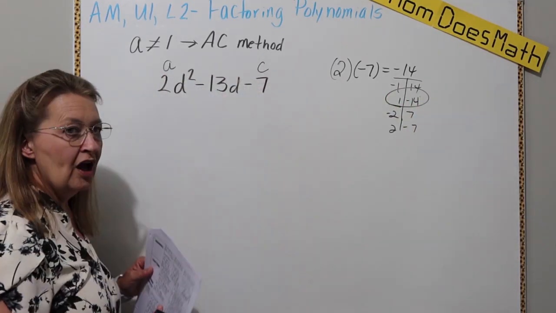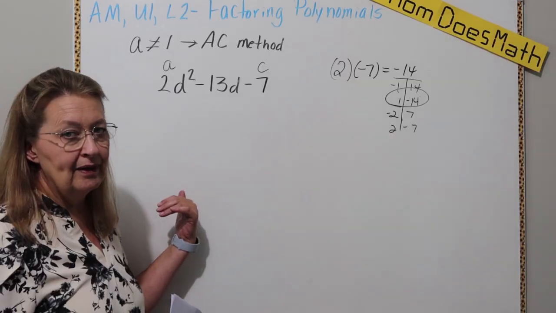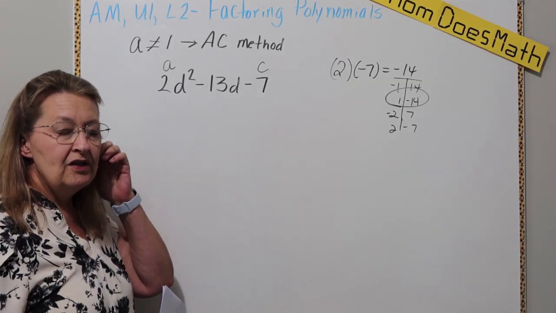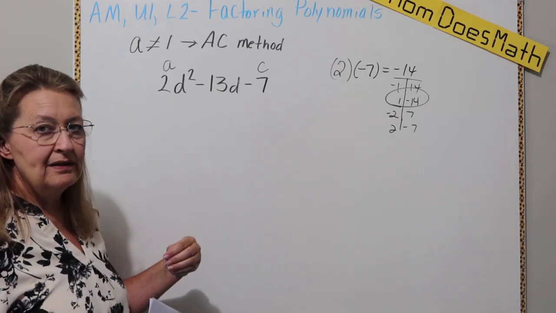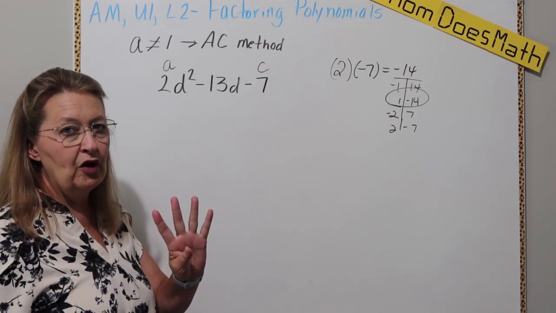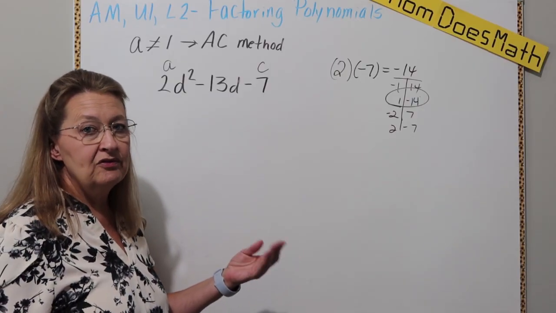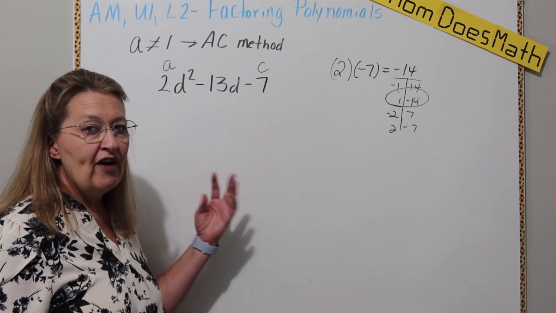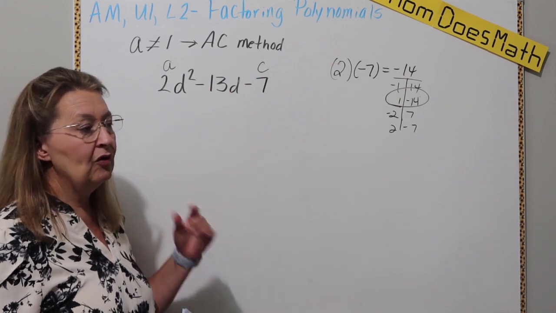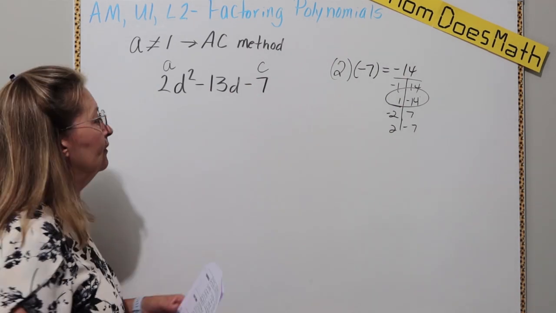And now that's where it stops being like the other method. Because what I'm fixing to do is create a 4-term polynomial. You know, we learned how to solve those. You do it by grouping. So if I can get a 4-term polynomial, then I've got something I can work with.